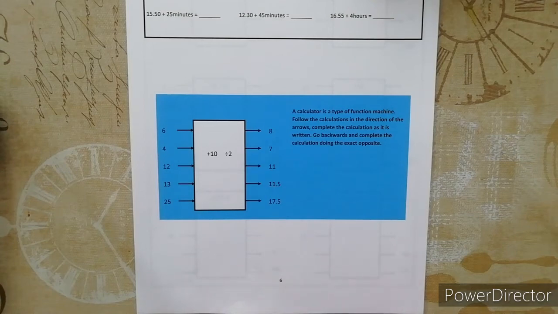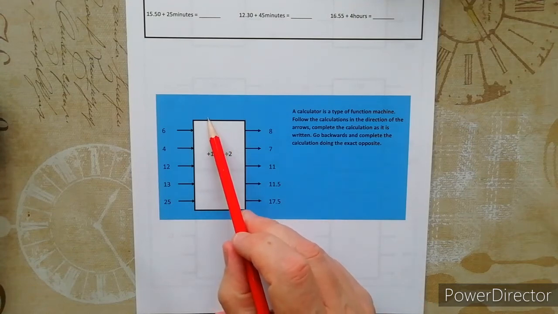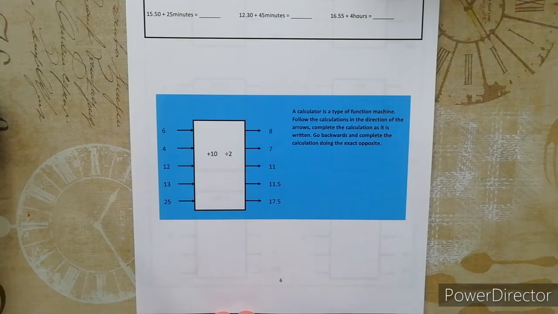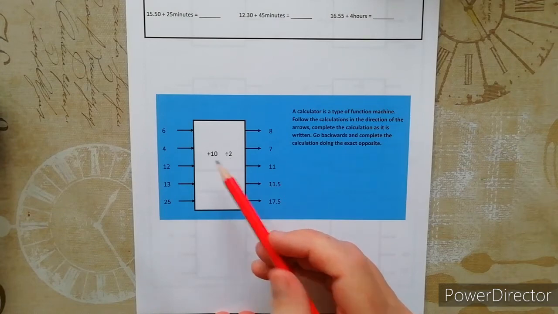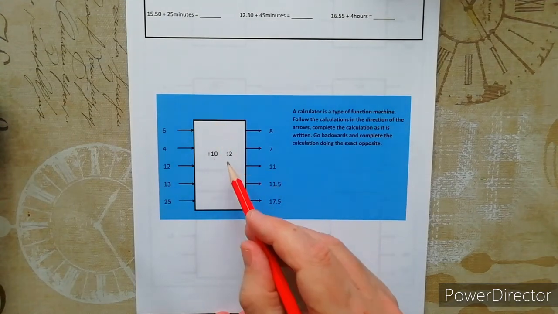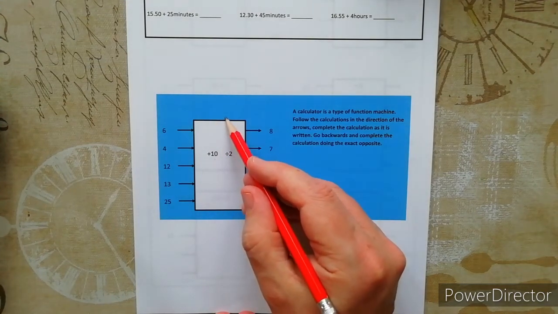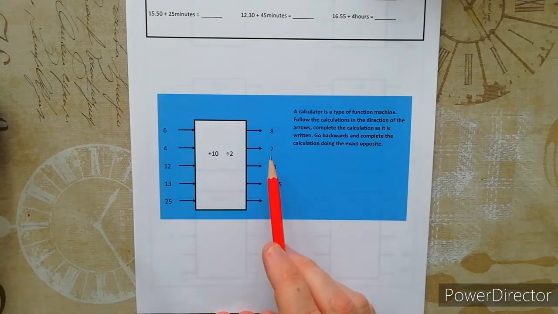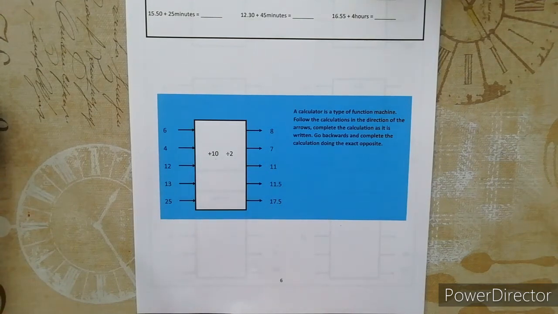Now, one of the things I like to do whenever I am working with function machines, immediately at the top here of the function machine, I always write the opposite of what we have in the box. So this plus 10, I would write minus 10, divide by 2, multiplied by 2. And that just helps me if I'm working my way back. So let's just do a few like that.